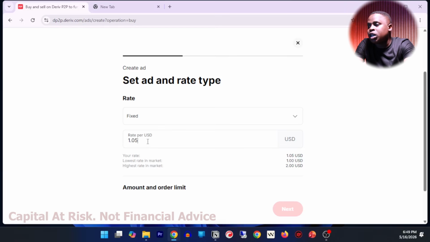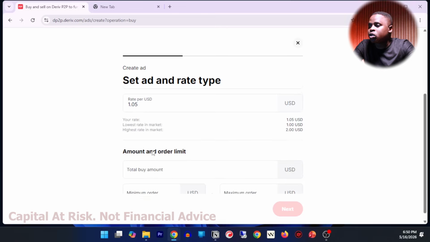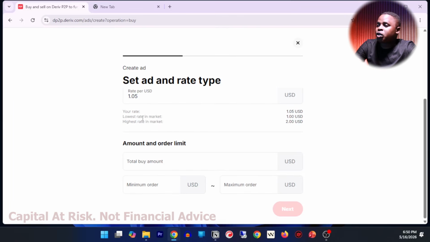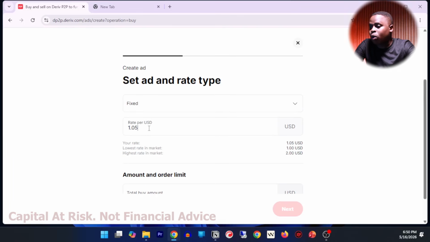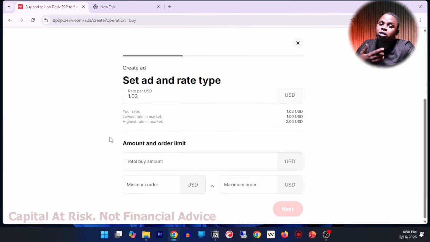105, because honestly what happens most of the time is because of charges and bank rates and something like that, right? Most people, if you are depositing, they are not going to be willing to deposit for you at 1:1, but you can put 1.05, or you can put 1.03, which means you're going to send someone $103, and then they will be able to send you $100 to your Deriv account.